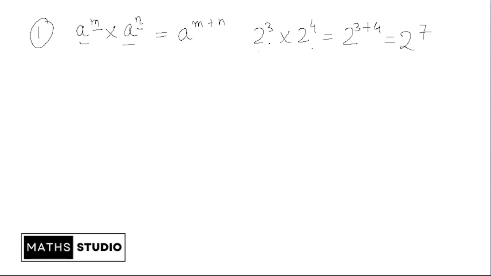Obviously, teachers do the easy one. So let me give another example. 2 to the power 3 into say 4 to the power 3. Now what will happen? The bases are not same, but we know 4 is what? 2 to the power 2, or rather 2 into 2. So we have to first convert this 4 as the base 2.